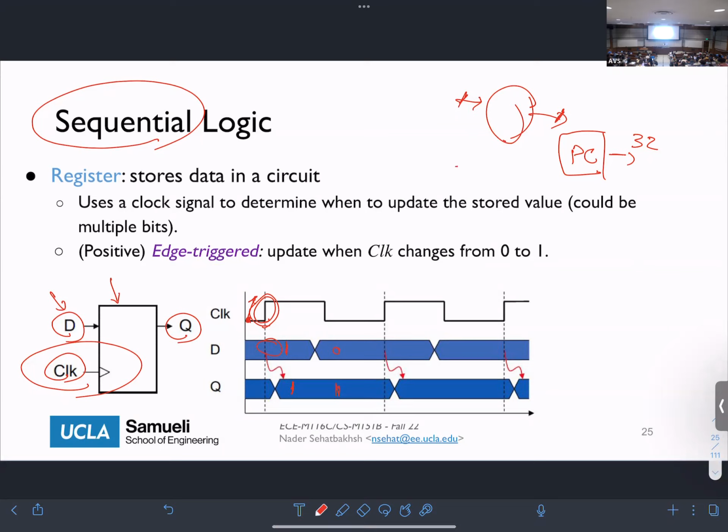So we're gonna issue a clock, and then gonna issue a new value for PC, for example, either PC plus 4 or the target. And this Q, which is the output of this PC register, will be updated based on that after some delays. Okay, so this is basically a sequential logic or a register.